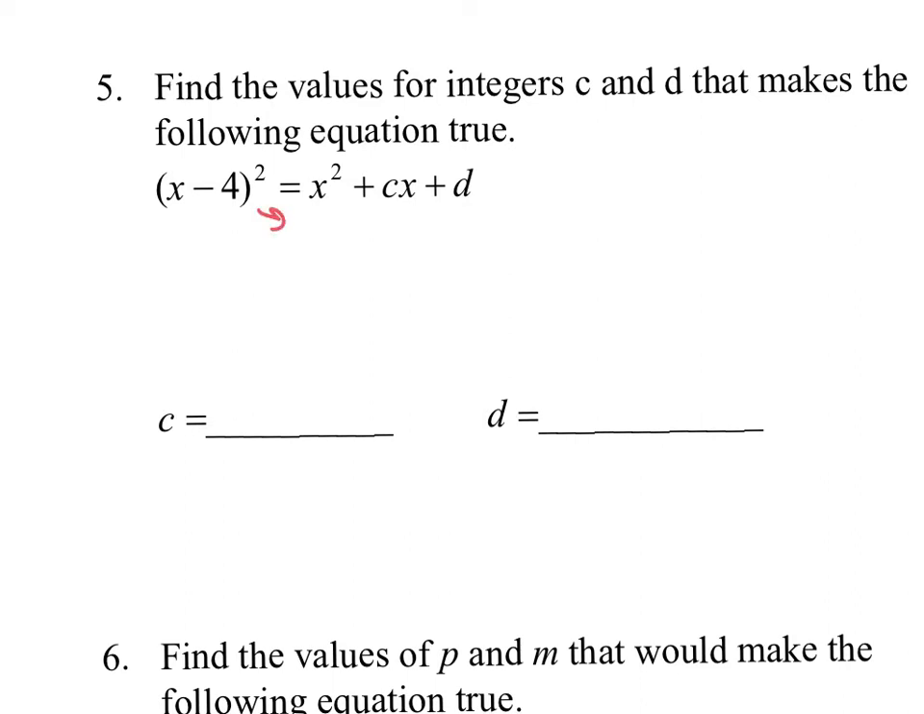If you do the pattern, you'd get x squared. You'd get 2 times negative 4, which is negative 8 times x, so you get negative 8x. And then the last thing you get is the b term squared. Well, negative 4 times negative 4 is positive 16. All right, literally all you have to do now is just line it up. Look, what's c? Well, it's got to be negative 8. What's d? Well, it's got to be 16. And that's it. C is negative 8, d is 16.